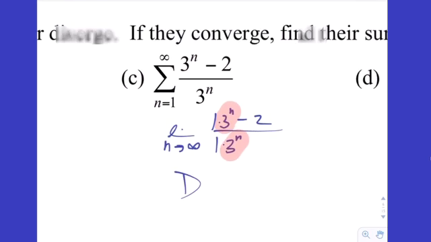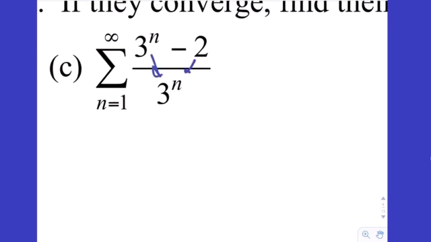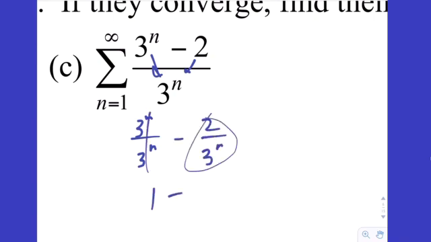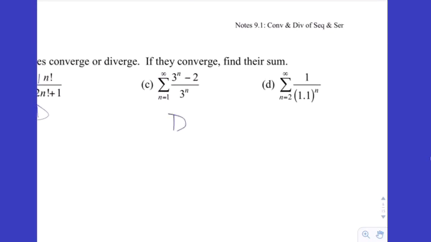And again, it's important to note the difference between the terms and the series. The sequence converges to 1. But because the sequence or the terms converge to 1, the series, the sum, diverges. All right? So if you didn't recognize it as leading coefficient over leading coefficient, this is another one where you could split it up. 3 to the n over 3 to the n minus 2 over 3 to the n. This becomes 1, and what happens to this as n goes to infinity? It goes to 0. So either way, you end up with the sequence converging to 1, so the series diverging.